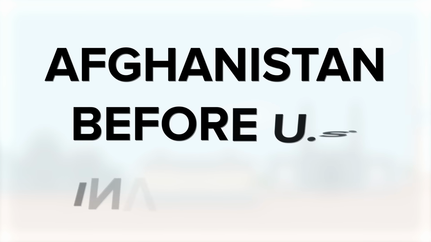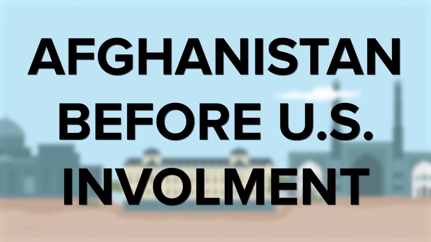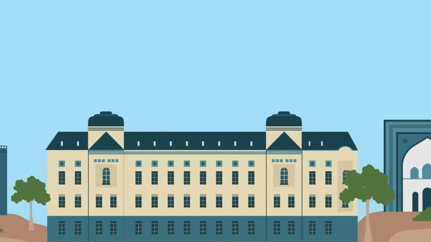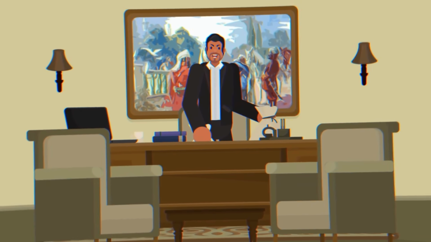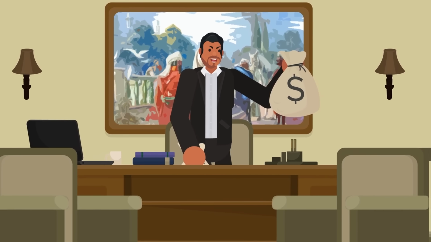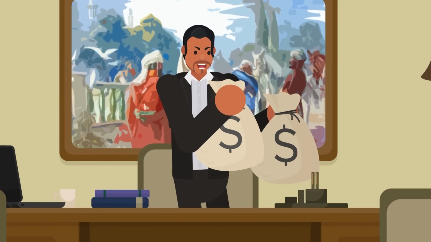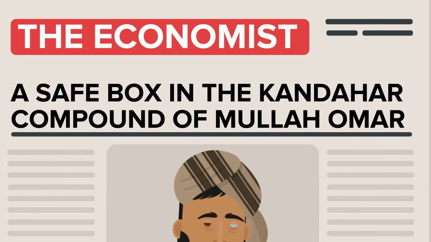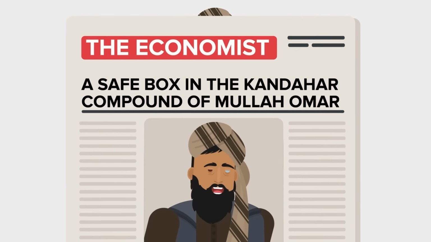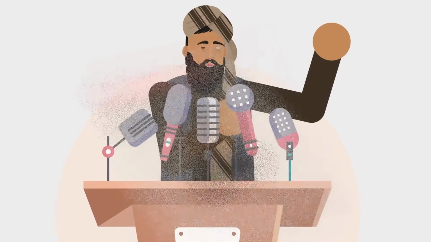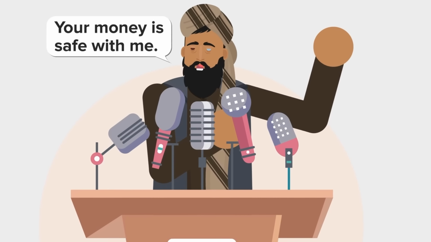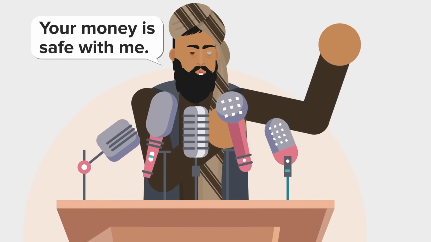So, what was it like before the US got involved with Afghanistan? Well, during the 1990s and leading up to the initial invasion of Afghanistan by the United States, Afghanistan had a far simpler government system and treasury than it has today. The Economist reports that the country's treasury was a safe box in the Kandahar compound of Mullah Omar, their then leader, suggesting that the country's government has grown since then.